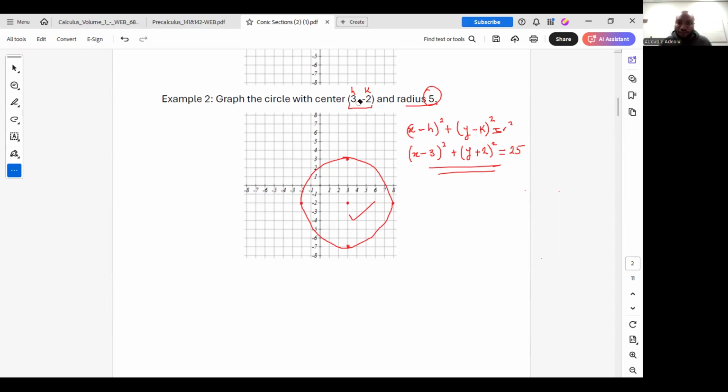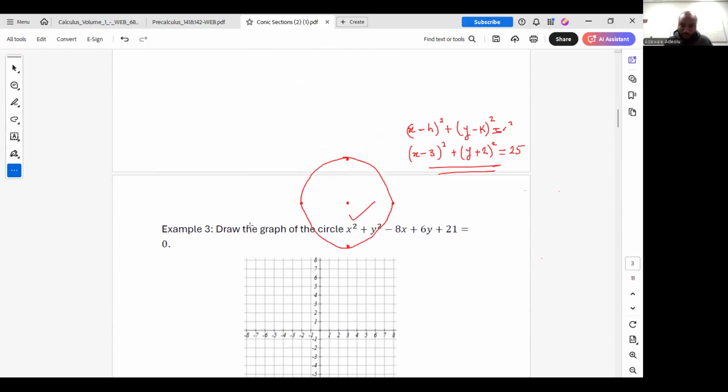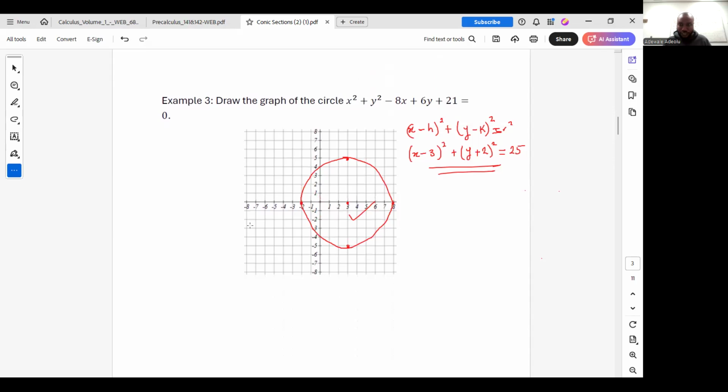Circle is pretty easy to deal with. Okay, let us keep going.